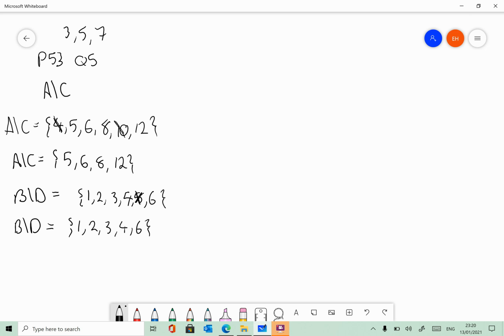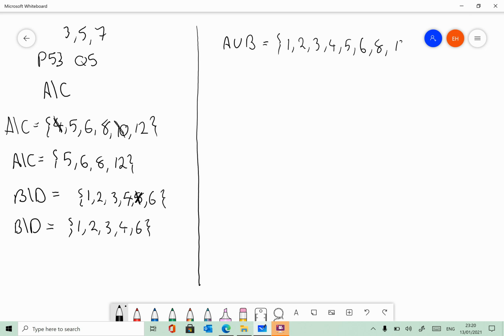I'm now going to jump ahead to the last part, so I'm going to skip a few steps there. Our first job is to look at A union B. A union B is basically A and B joined together, and we don't repeat. So A union B will be 1, 2, 3, 4, 5, 6, 8, 10, 12.